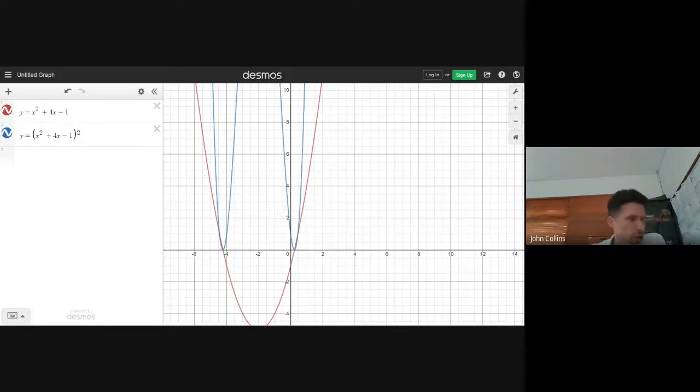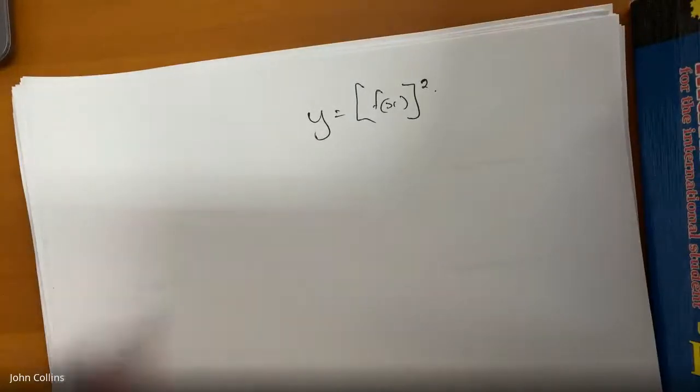Okay, so I'm going to switch back cameras again, and we'll talk about this and look at its properties. Okay, so hopefully we are back on the camera with my hand in it.